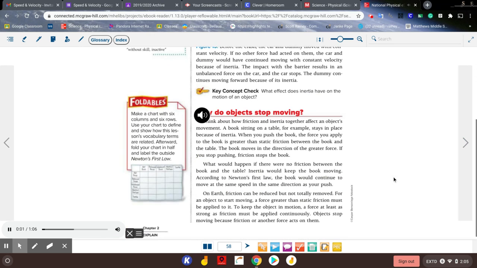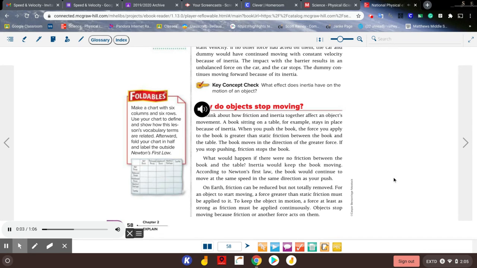Why do objects stop moving? Think about how friction and inertia together affect an object's movement. A book sitting on a table, for example, stays in place because of inertia. When you push the book, the force you apply to the book is greater than static friction between the book and the table. The book moves in the direction of the greater force. If you stop pushing, friction stops the book.